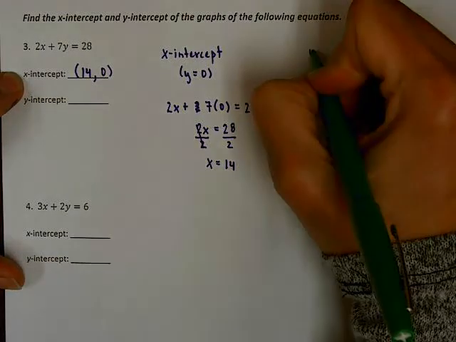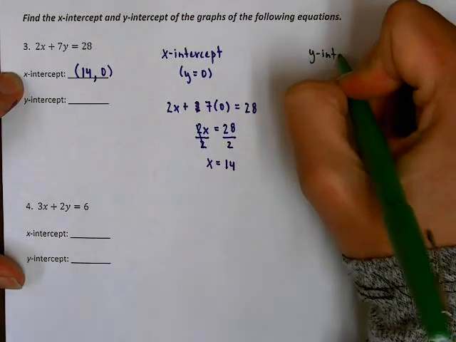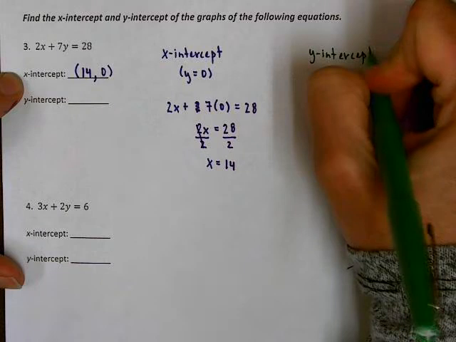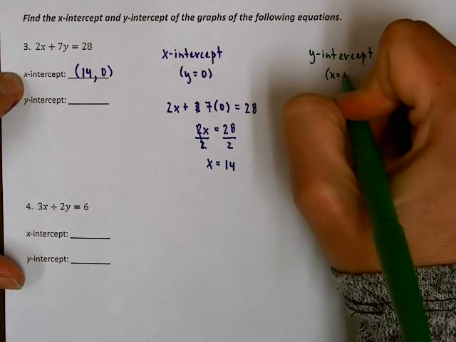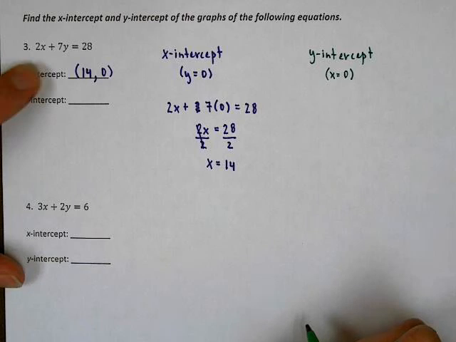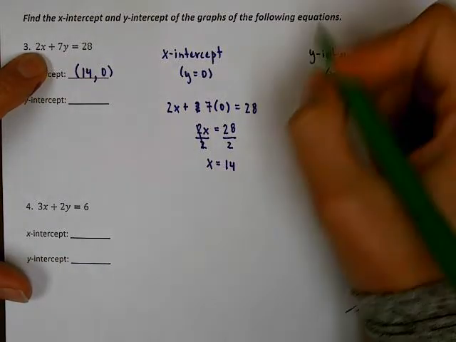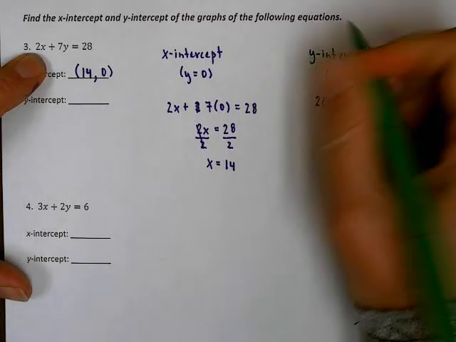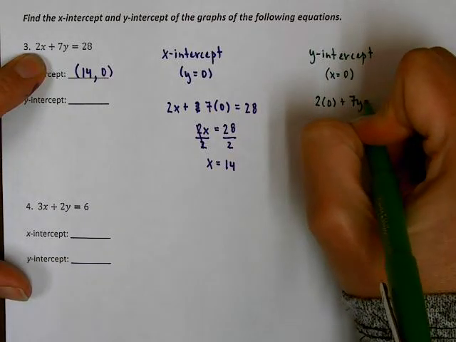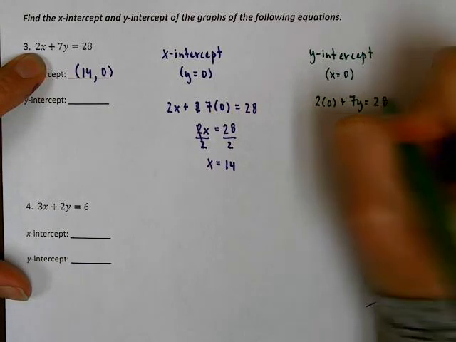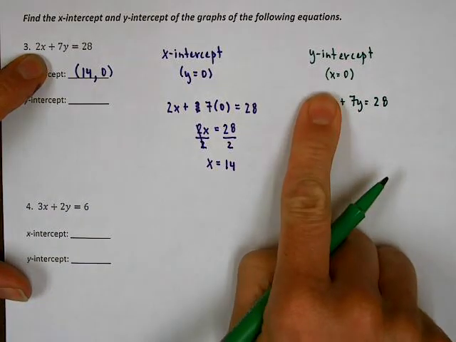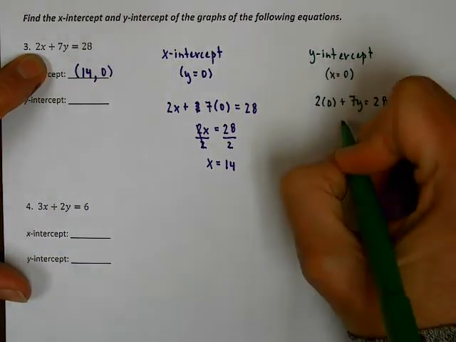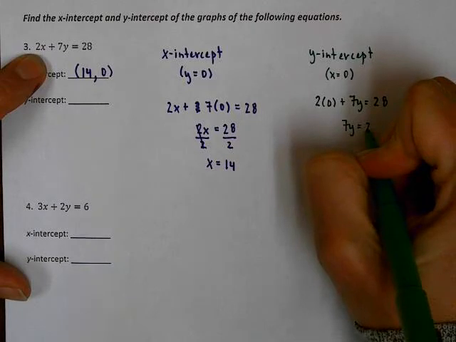For the y-intercept, I know the y-intercept is the place where x is equal to 0. So now I'm going to do the same thing. I'm going to copy the equation, but instead of the x, I'm going to substitute that 0. So I have 2 times 0 plus 7y is equal to 28. Now in this case, 2 times 0 is just 0, so really that's gone. And my equation simplifies to 7y equals 28.